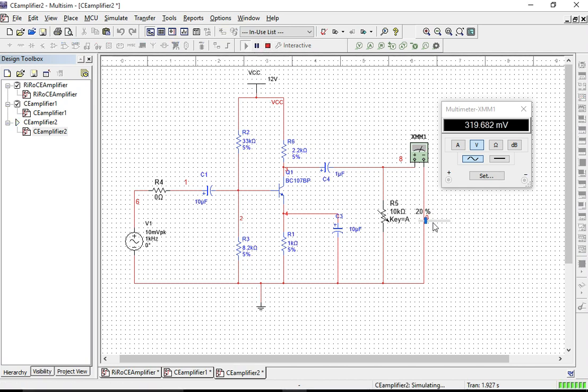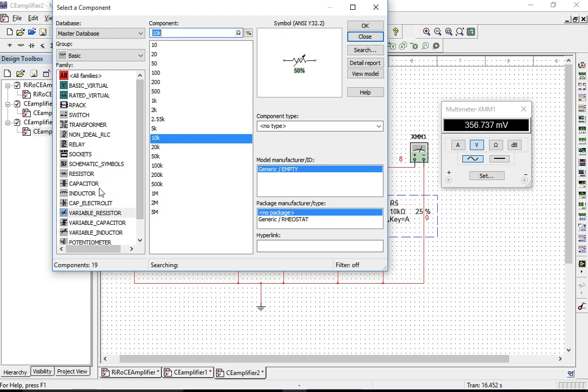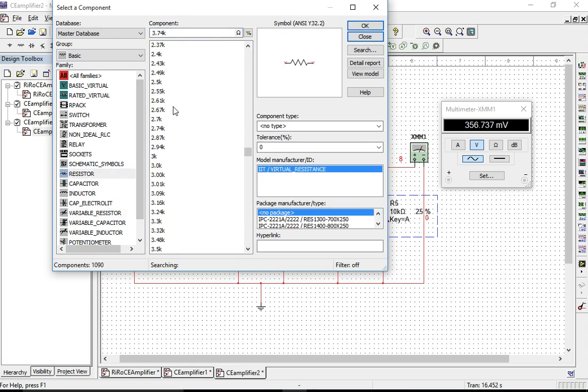So the output resistance is from 20% to 25%. Okay, so 20% of this one is 2 kilo ohms, 25% is 2.5 kilo ohms. So between 2 kilo ohms and 2.5 kilo ohms we require this value. 25 kilo ohms is excess value, so we'll replace this with some 2.2 kilo ohms now. Replace this with a resistor instead of variable one. 2.2 kilo ohms.